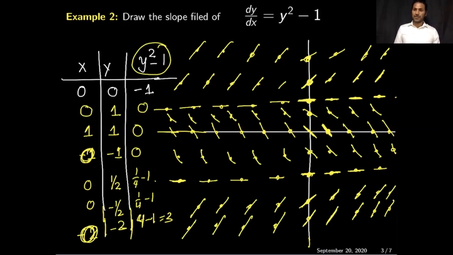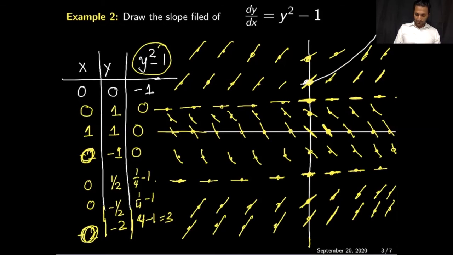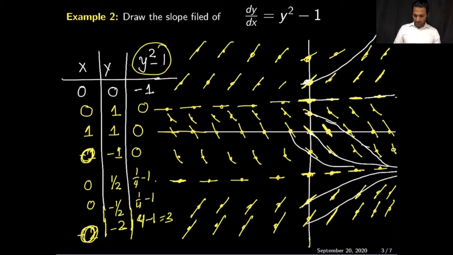So now I can predict some solutions. As you can see, if I start from here, my solution is going to be in this direction. If I start from here, the solution will stay here. If I start from here, the solution stays here, but eventually it is going to go in this direction. If I start from here, the solution is going to look like that. If I start from here, the solution is going to be this. So these solutions are like this.